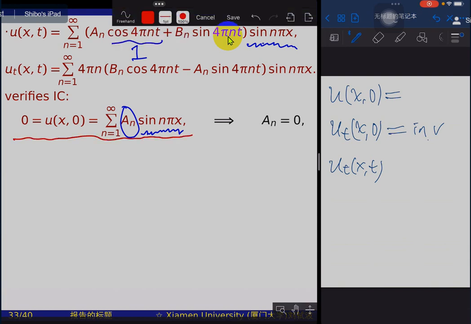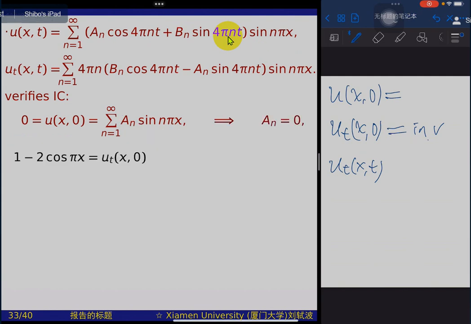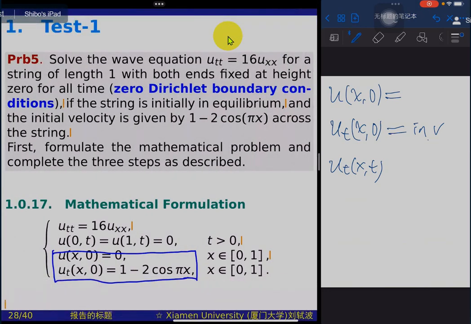This equality means that all the an's are the coefficients of the Fourier sine expansion of the zero function. Of course, all the an are zero. So we conclude that all the an are zero. Okay? Next, we use another boundary initial condition. That is the initial velocity. According to the statement of the problem, the initial velocity, that is the derivative of u with respect to t, when t equals 0, equals 1 minus 2 cosine pi x.